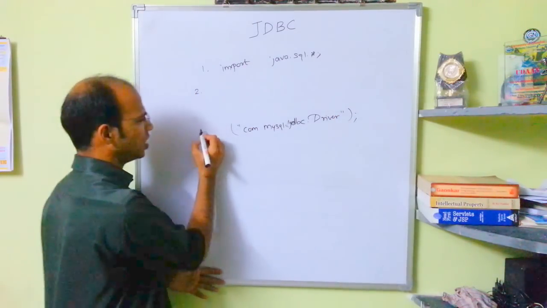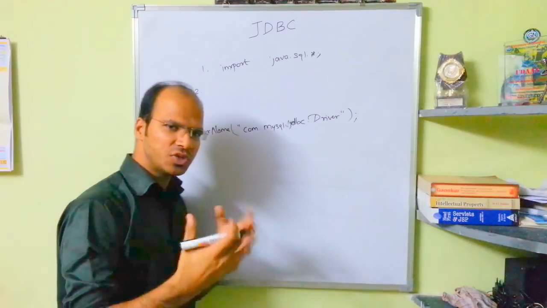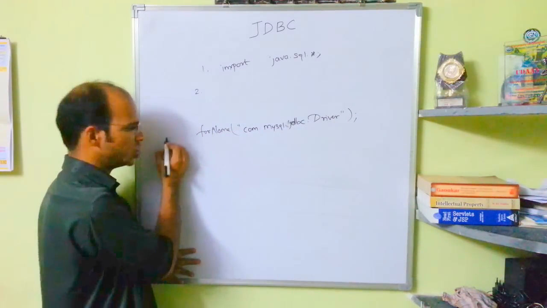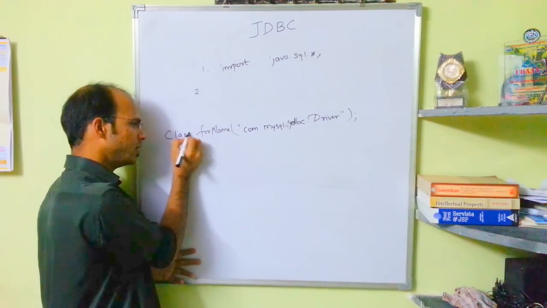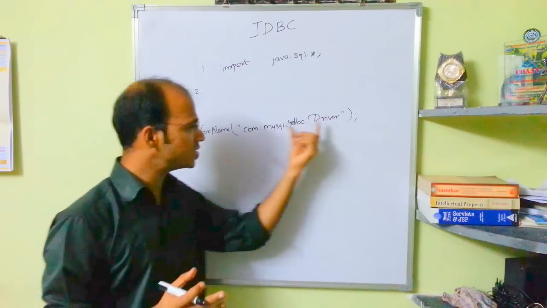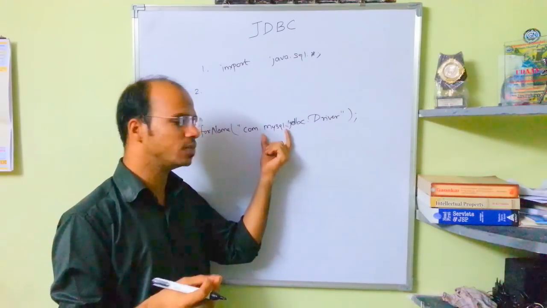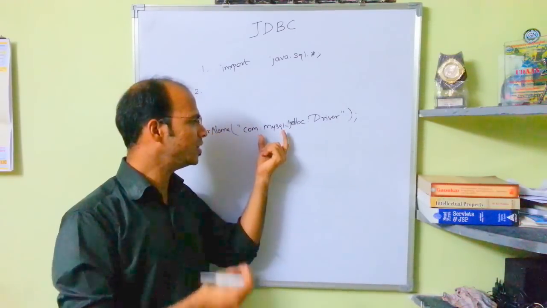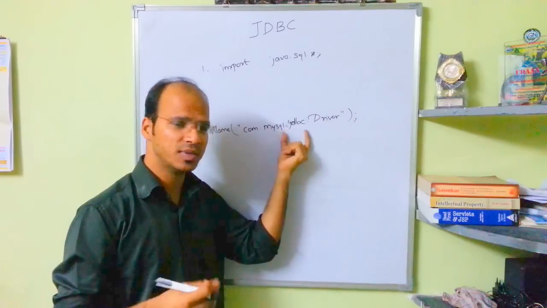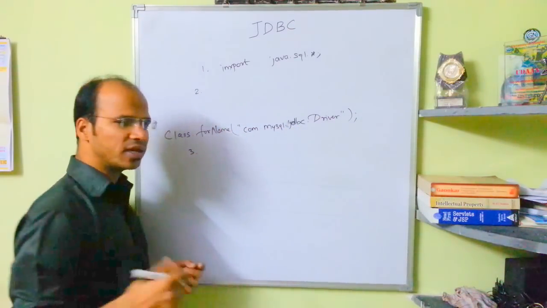Okay, so to register this driver, we have to use a function. That function name is forName. So to register this driver, we have a function called forName, and this forName function belongs to a class called Class. So we have Class.forName, and in brackets we have to pass this driver name, which belongs to the JDBC package, which belongs to the MySQL package, and this belongs to the package called com. So com.mysql.jdbc.Driver.